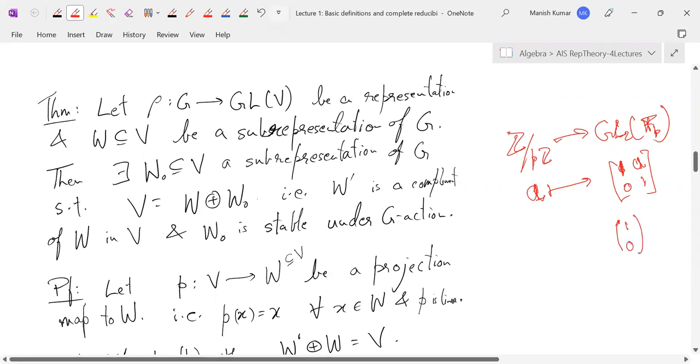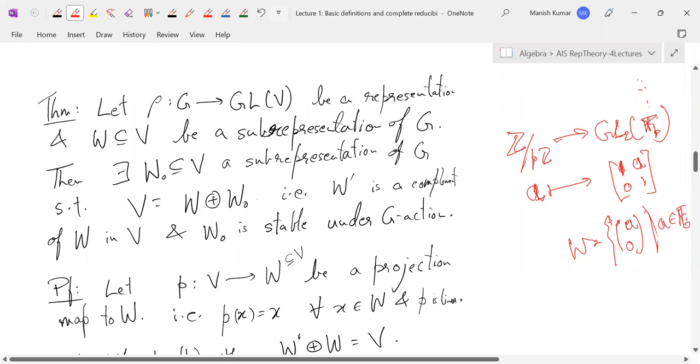Where does it go to? So I think (1, 0) will be sent to (1, 0), we'll go to (1 + A, 0). So this is a two-dimensional subspace. I'm thinking of it as FP squared. So (1, 0), this column matrix, this column space is a subspace, a sub-representation. So (A, 0), yes, where this is A in FP.